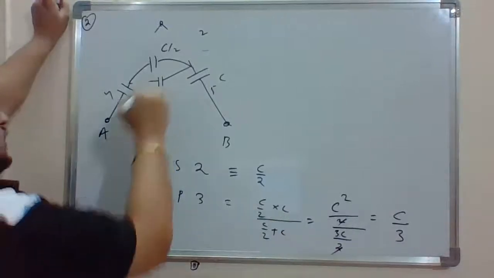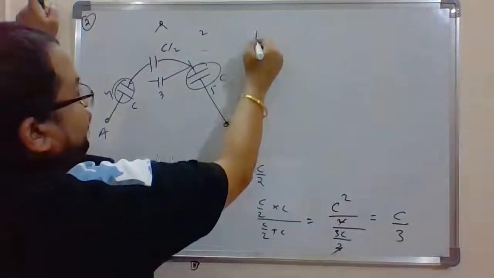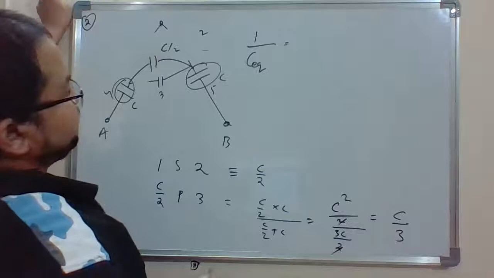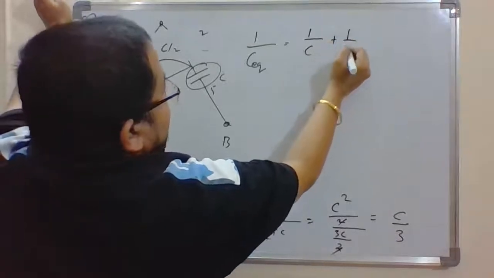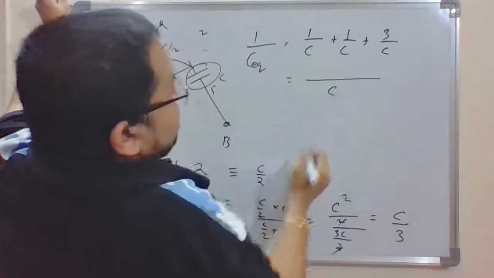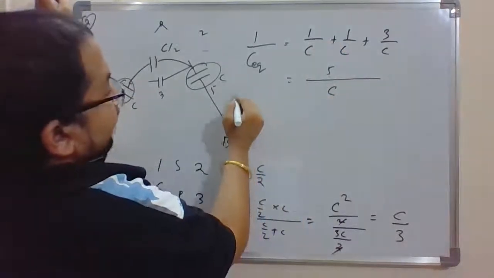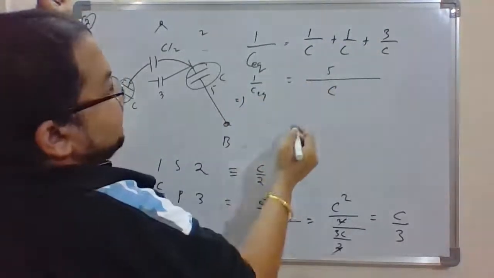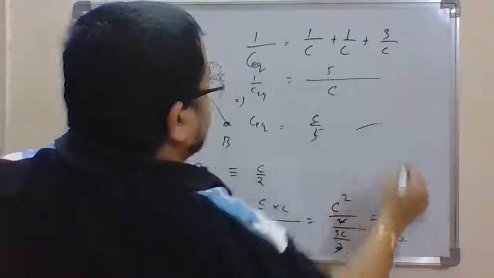So C by 3. Now this C by 3, this one, and this one, they are all in series. So 1 by C equivalent would be 1 by C plus 1 by C plus 3 by C. So C goes LCM. So this is 1 plus 1 plus 3, so it is 5 by C, or your 1 by C equivalent is 5 by C. So C equivalent would be C by 5. Okay, so this would be the answer.